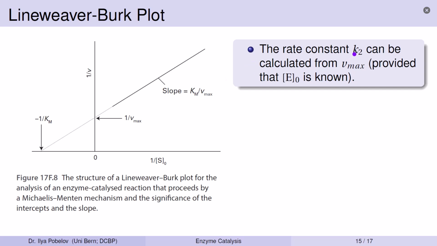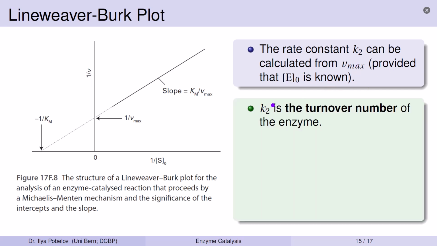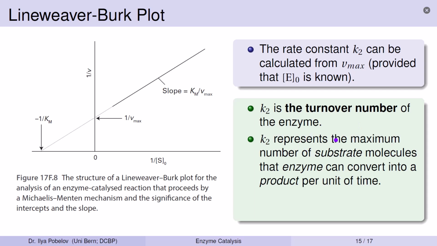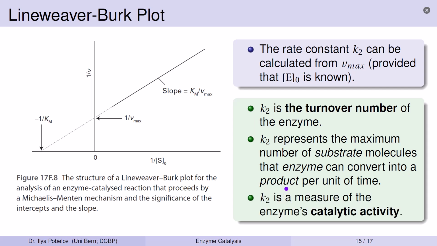Furthermore, the rate constant k2 can be calculated from the experimentally determined maximum rate, provided that the total concentration of enzyme is known. This rate constant is referred to as the turnover number of the enzyme. It represents the maximum number of substrate molecules that an enzyme can convert into a product per unit of time. As such, it is a measure of the enzyme's catalytic activity.